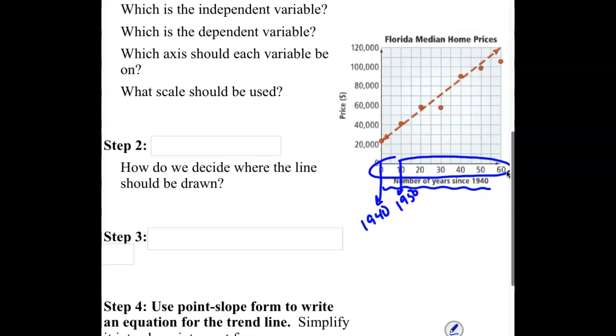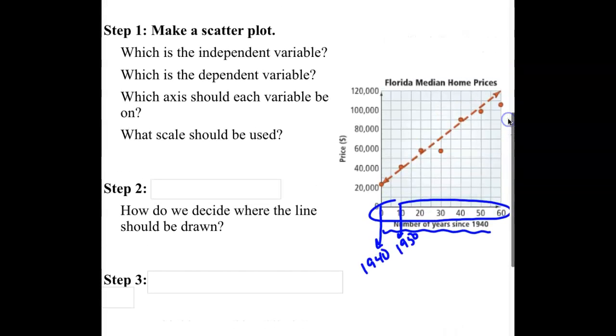Does that make sense? And you do have to pay attention to that when you're setting up and using the calculator to come up with your line. Okay? It's much easier to type in 0, 10, 20, 30, 40 as opposed to those big year numbers. Okay? So that's really common. Watch for that.